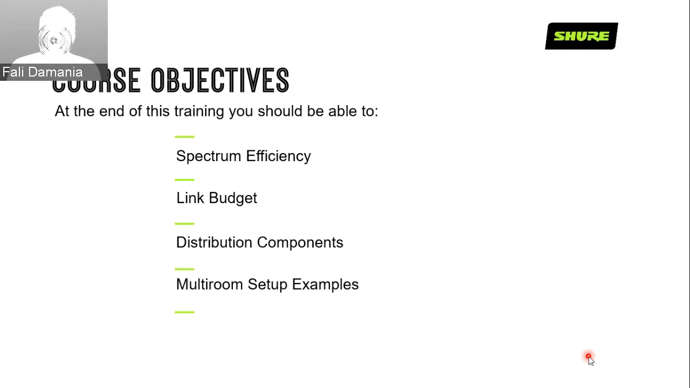So in this, we're going to discuss a few topics. First is spectrum efficiency, which is basically how to enable a large number of channels in a small spectrum, and also how to manage a large number of channels in a small area. Next, we'll discuss a topic called link budget, which helps you calculate the components that are required in order to do a good multi-room setup. We're going to discuss the various components that are required, and then we will take a look at some real-world multi-room examples.